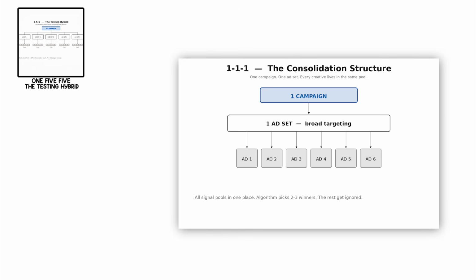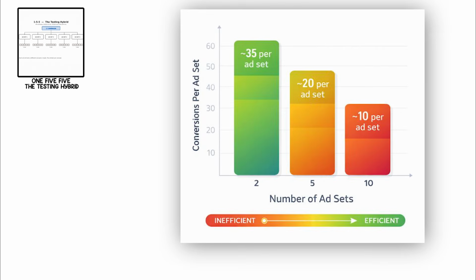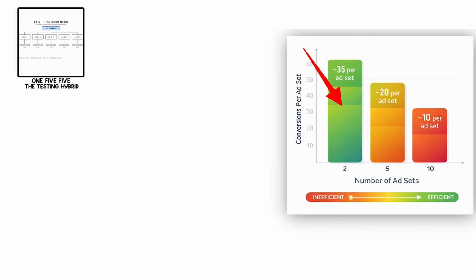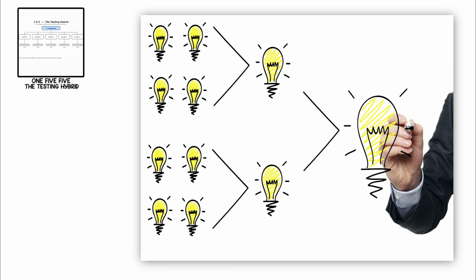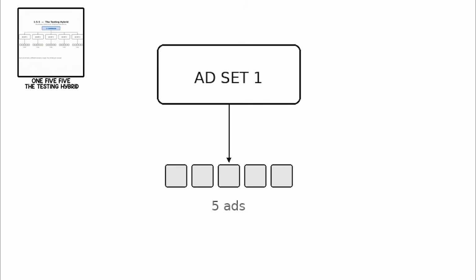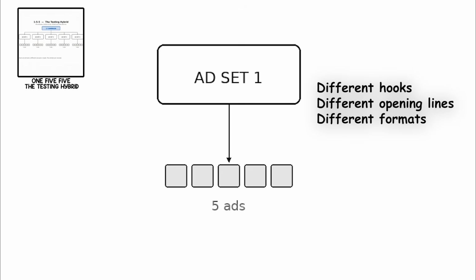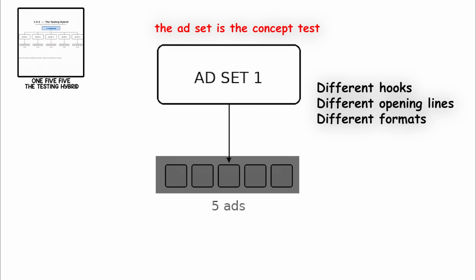1-1-1 consolidated too much. You couldn't test. So instead of giving every concept its own ad set or stacking everything in one pool, you split the difference. Each ad set holds one core concept. Inside that ad set, you've got 5 variations, different hooks, different opening lines, different formats. The ad set is the concept test. The ads inside are the variation test.